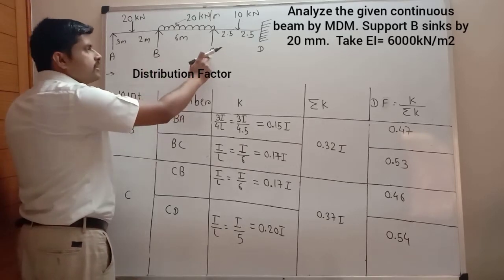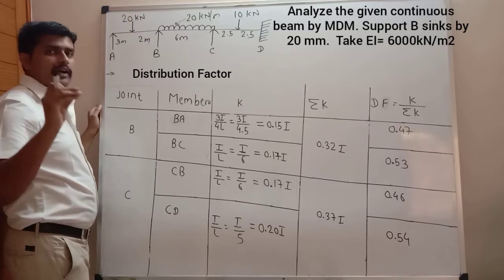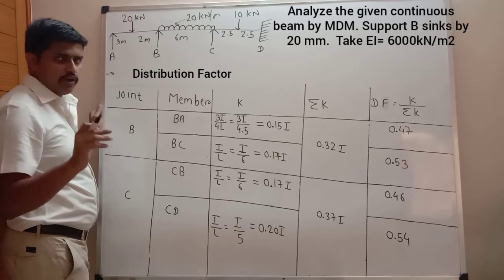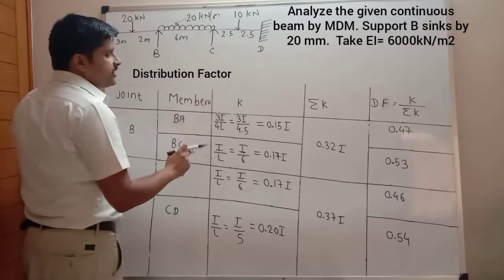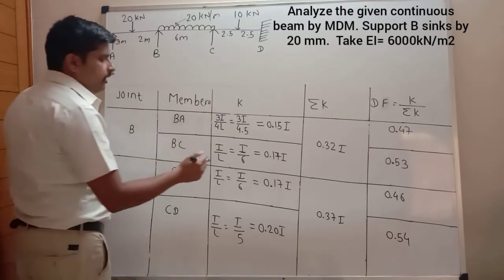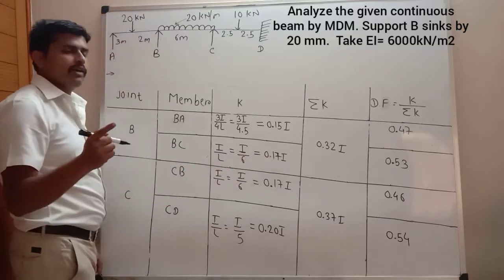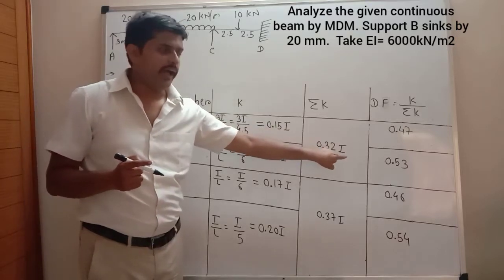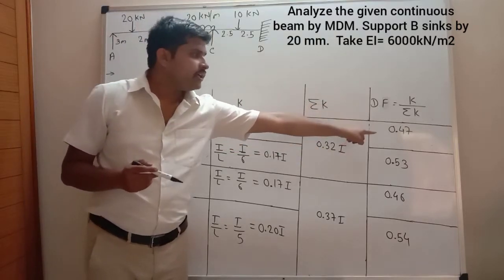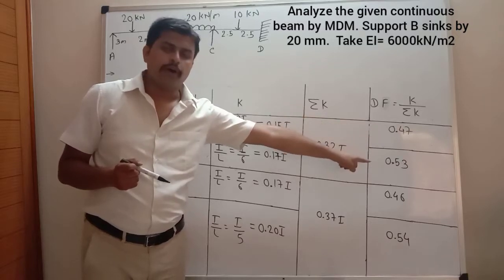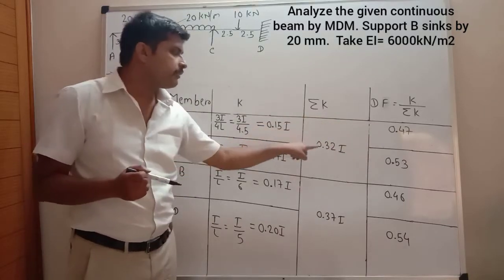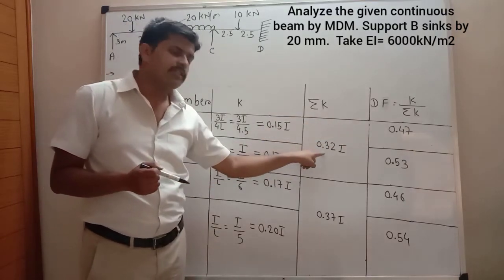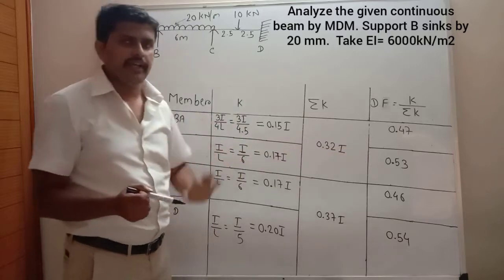For BC, C is an intermediate joint, and an intermediate joint we assume as a fixed joint. Hence it will be I upon L. So it will become 0.17I. The addition of these two will be 0.32I, and the distribution factors will be 0.47 and 0.53. 0.15 divided by 0.32 we get 0.47. 0.17 divided by 0.32 we get 0.53.